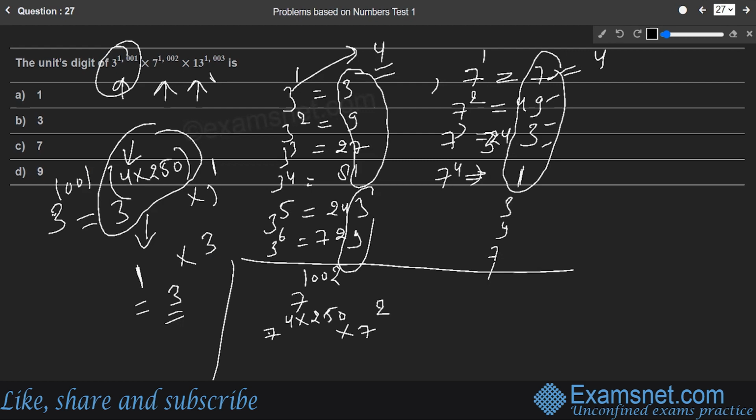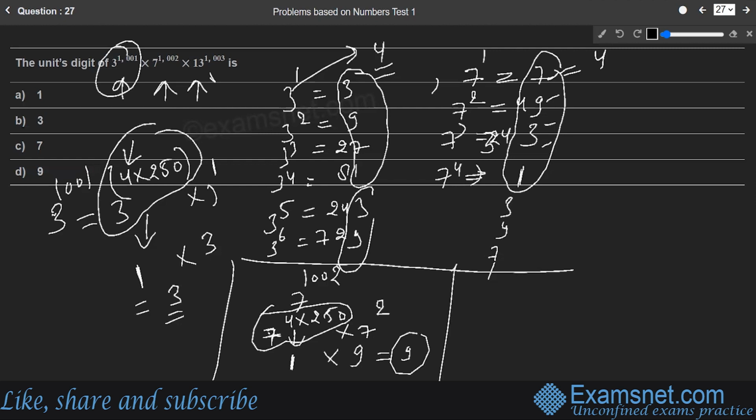Okay, the fourth power of 7 always ends in 1. So this particular expression will also end in 1, and the next expression will end in 9. So 1 into 9 will be 9. So the last digit of the second expression is going to be 9.